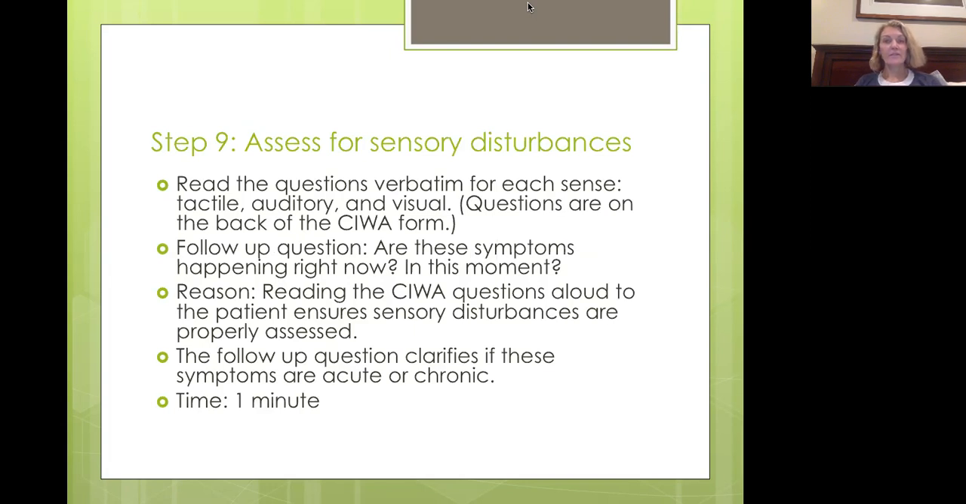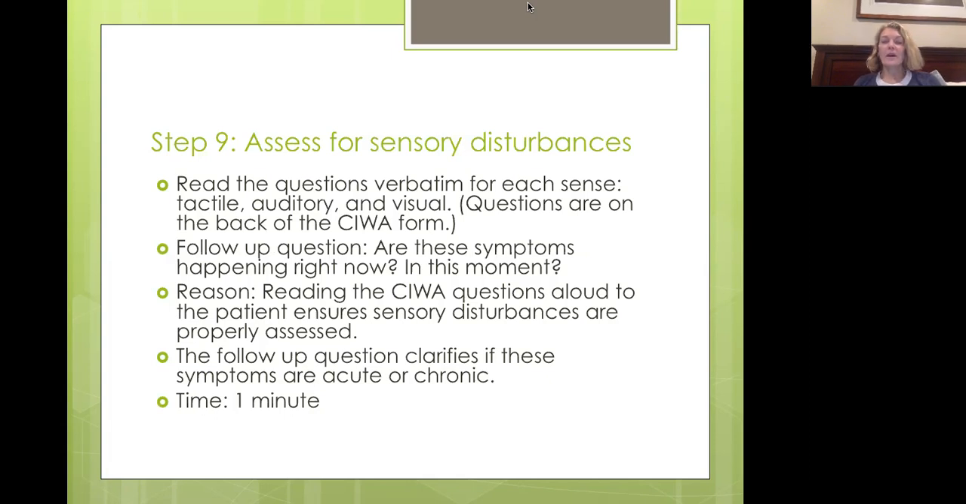Margaret Erickson has done a beautiful job in simplifying our CIWA flow sheet and making it much clearer. There's no reason to memorize anything if you don't want to, because it's all on the back of that sheet. So use it and ask those questions. And then you want to ask follow-up questions if it's not clear.